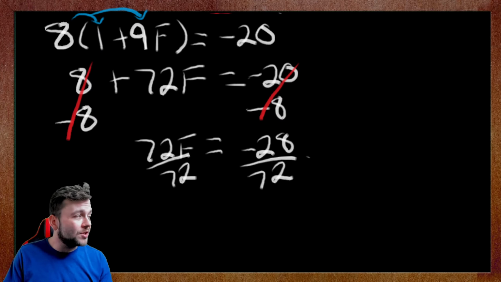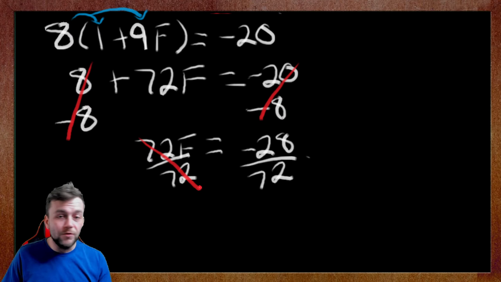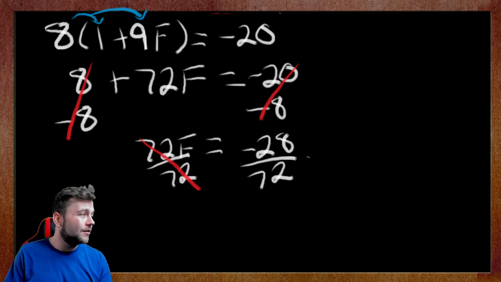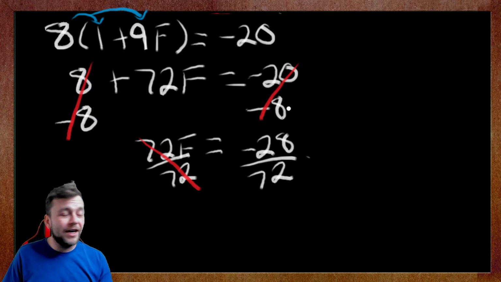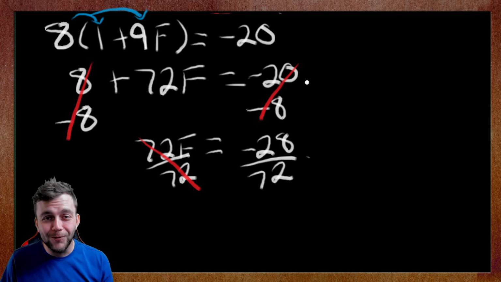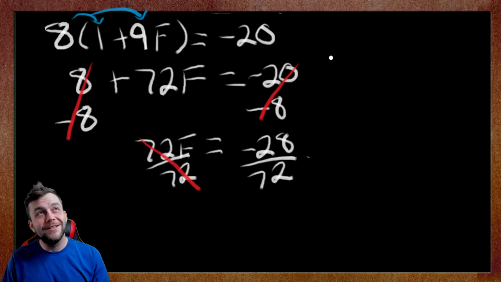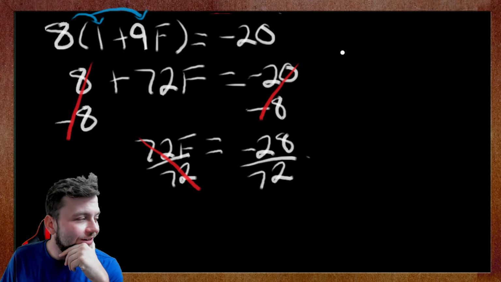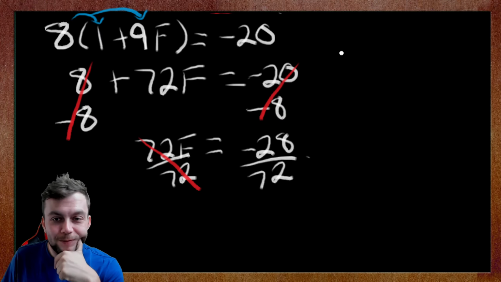Okay, so what happens when you divide 72 by 72? It turns into a 1. It disappears. Okay. What happens when you divide a negative 28 by 72? Well, it's 1 over 3. But, I mean, wait, is it? It's not. Hang on. Negative 28 divided by 72. That's 56. No, it's not. That's so weird. These example problems suck. That's okay.